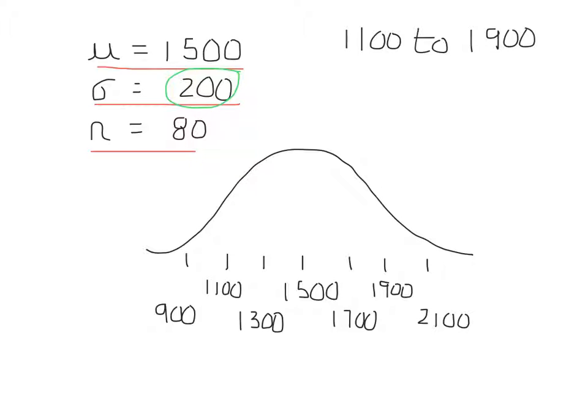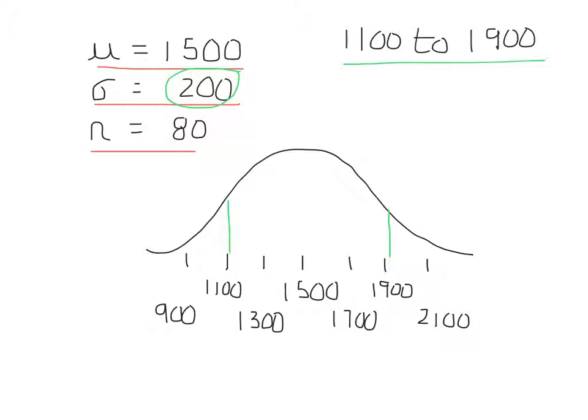So when we look at the question here, estimate the number of farms whose land and building values per acre are between 1,100 and 1,900. We notice that 1,100 is 2 standard deviations below the mean, and 1,900 is 2 standard deviations above the mean.